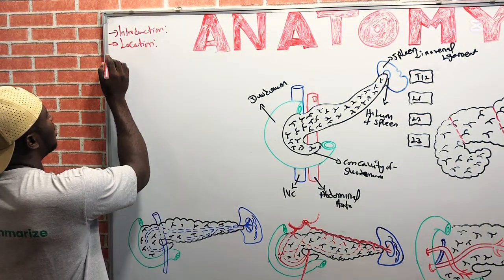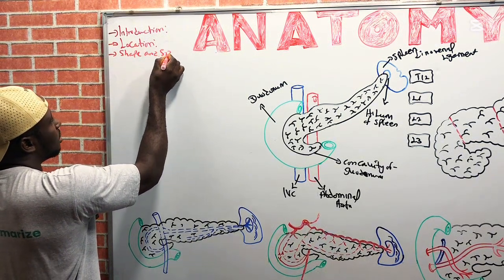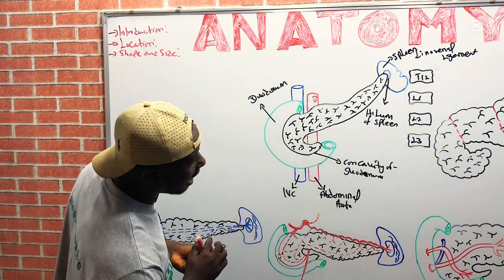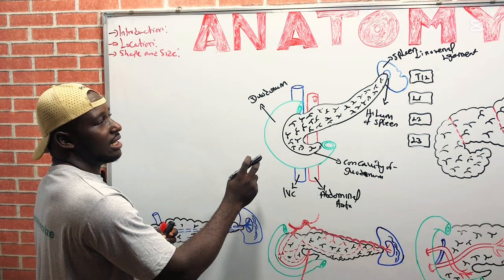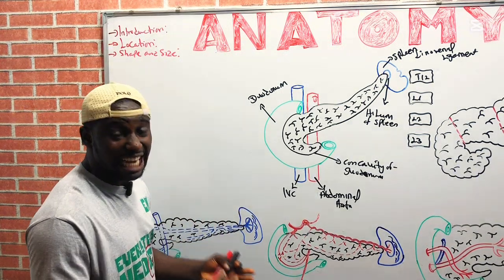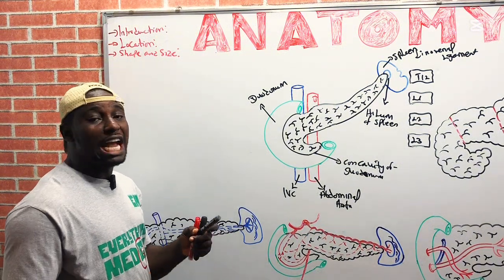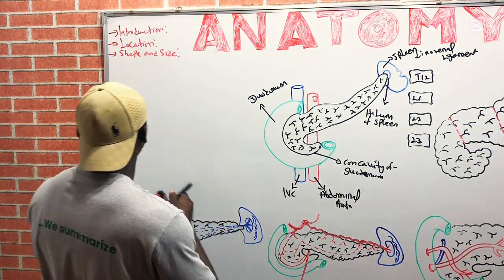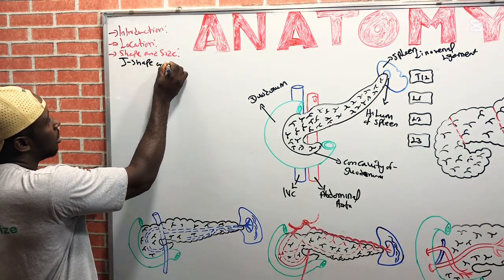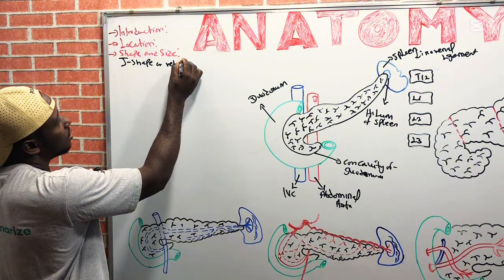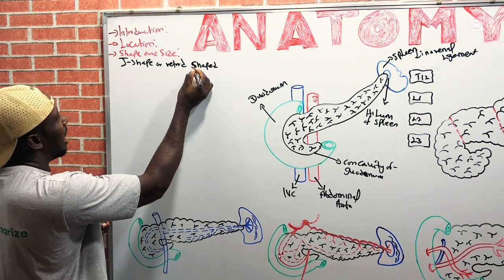The next is shape and size. Being an organ, a structure, a gland, it will have a shape. The pancreas is jet-shaped or retort-shaped when placed obliquely, right?